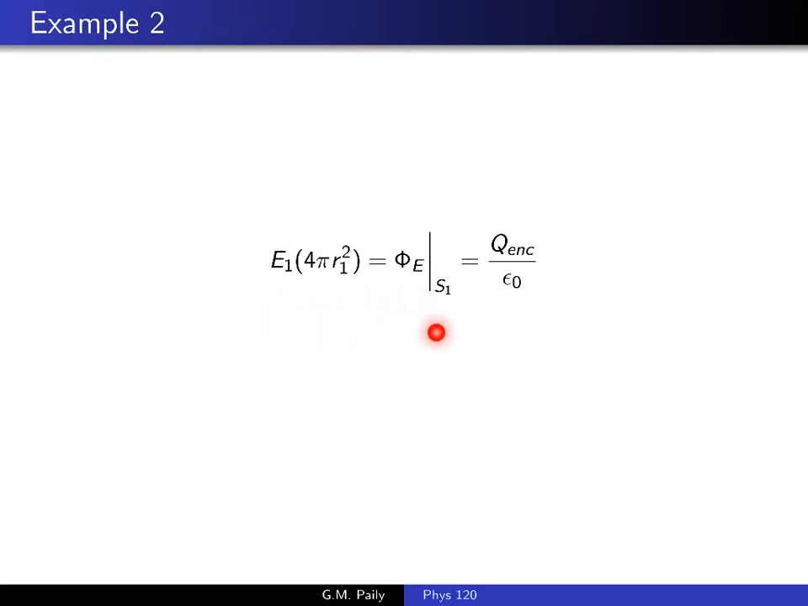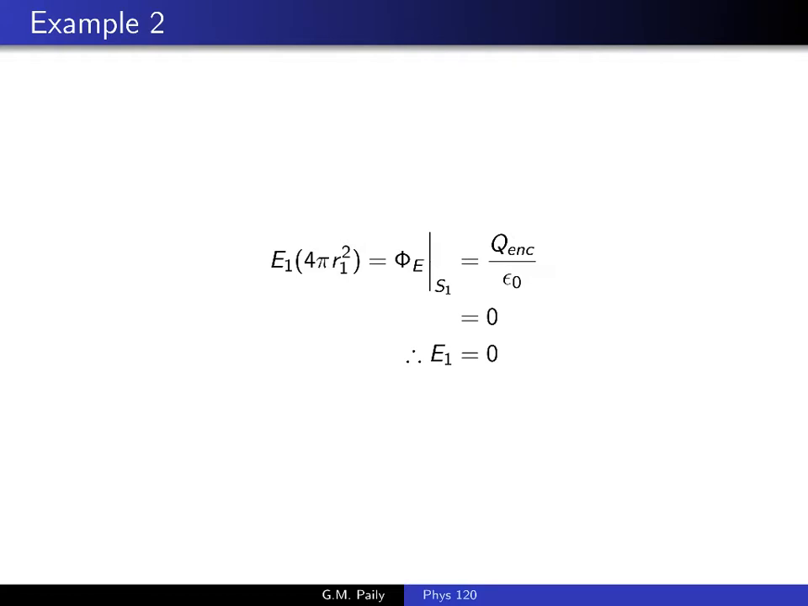We have evaluated the left-hand side, that is the flux passing through the Gaussian surface. Now we need to look at the right-hand side. We need the charge enclosed by the Gaussian surface. But since the Gaussian surface is inside the hollow spherical shell, it does not enclose any charge. All the charge is outside of the shell. So the charge enclosed is 0, and the right-hand side evaluates to 0. Solving for E1, we find that E1 is 0.